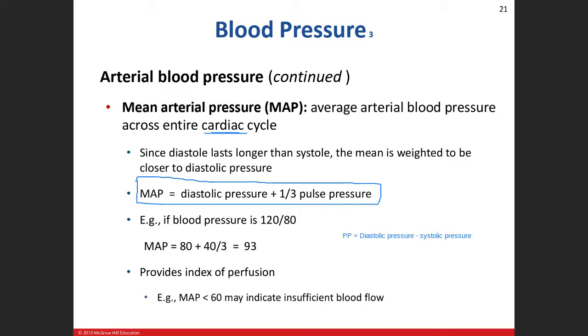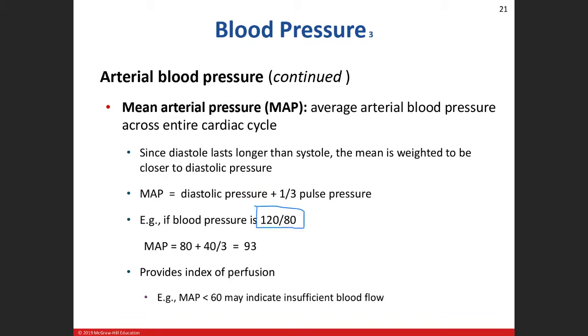So if our blood pressure on average is 120 over 80, let's take the difference of 120 over 80, that's 40. That's where this number comes from. And then 1/3 of 40 is like 13.3. So add 13 to 80, and that's where 93 comes from. You guys see that?